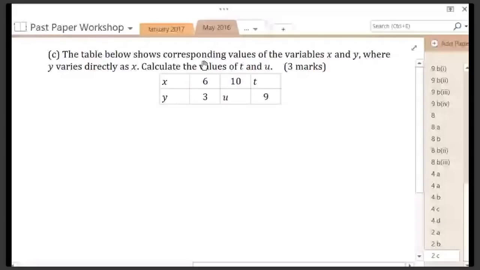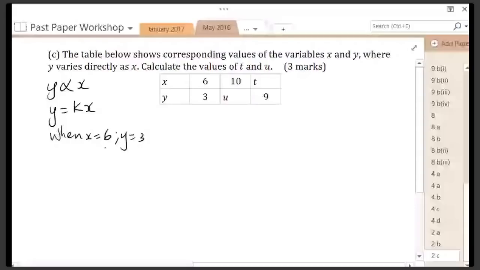Okay, so they said y varies directly as x, so therefore I could write here that y is proportional to x, but we cannot do any calculations with this proportion. We have to write it in the form y is equal to kx, where k is the constant of proportionality. So let's find the value of k. We go to the table and choose the two values that are known. When x is 6, y is 3.